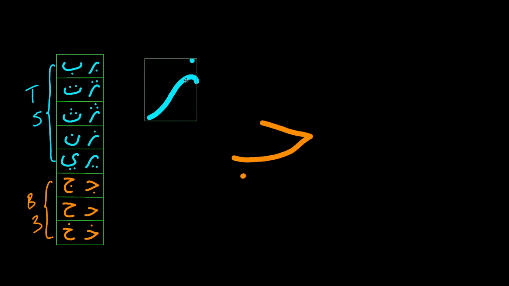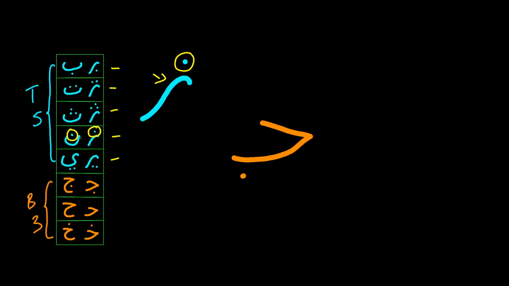As a general rule, the top letter is going to be most of the time one of the following 5 letters. You have Ba, Ta, Tha, Nun, or Ya. So the shape is going to be the same, and the placement of the dot and the number of dots should tell you whether it's going to be a Nun or different, with a Ya, for example.